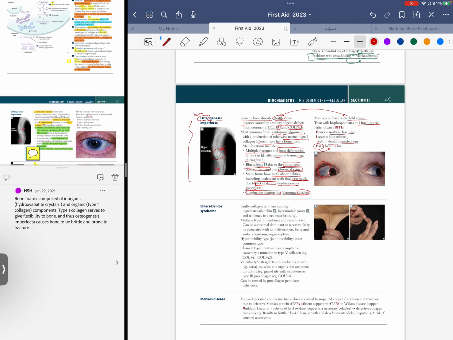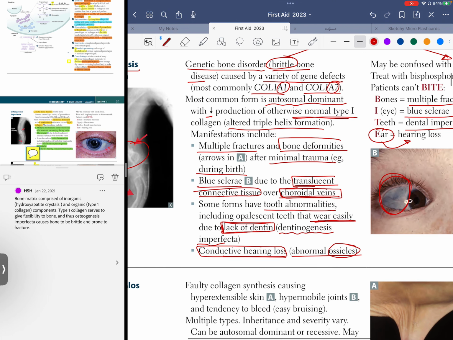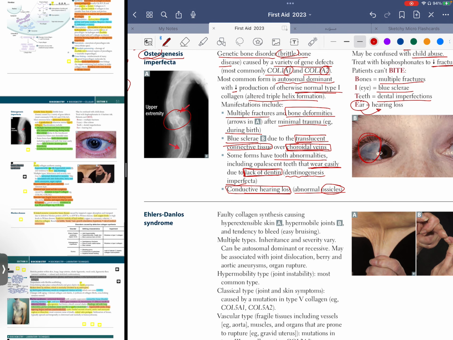We do have bone matrix comprised of inorganic and organic components. For the inorganic components, it's hydroxyapatite crystals, that's inorganic, while the organic is type 1 collagen, okay? Type 1 collagen serves to give flexibility to the bone. So the organic component is the one giving flexibility to the bone. And thus, osteogenesis imperfecta causes bone to be brittle and prone to fracture. Why? Because we have a decreased rate of production of normal type 1 collagen. And that's it for osteogenesis imperfecta.